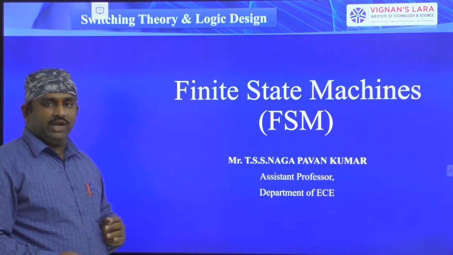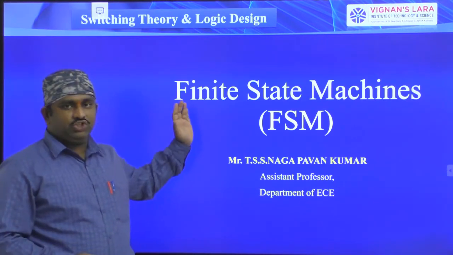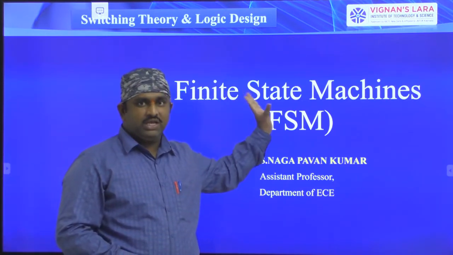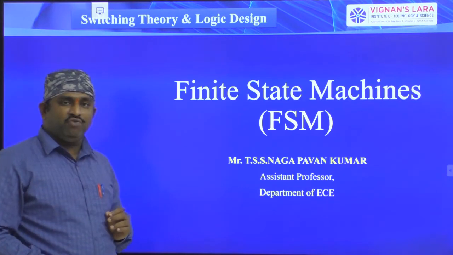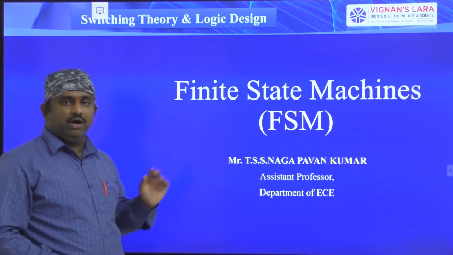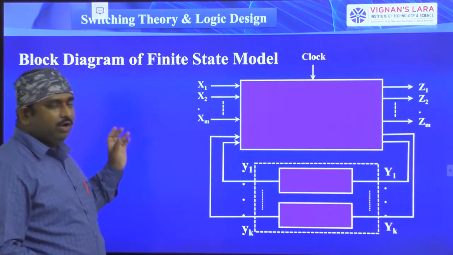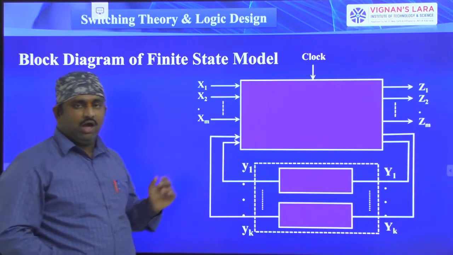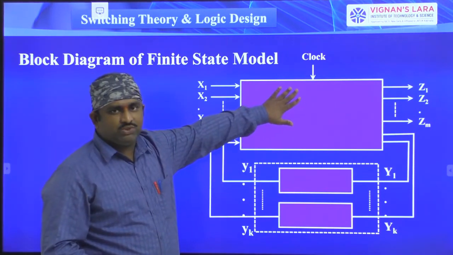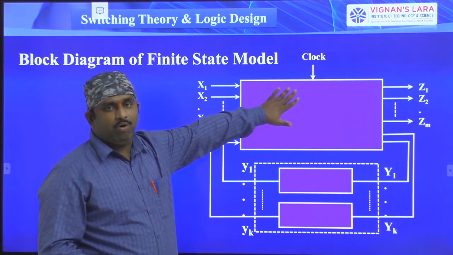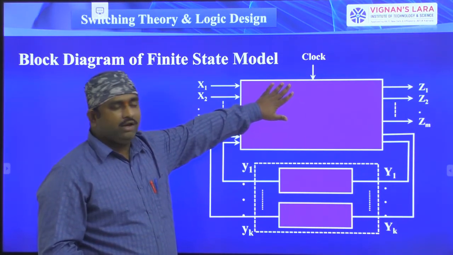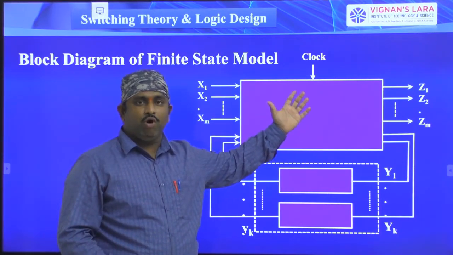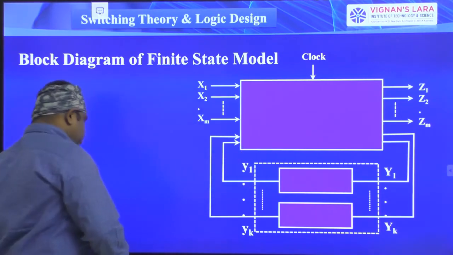Next, finite state machine. The finite state machine itself is saying that it has some finite number of states and we have to implement that type of machine. That is basic information about the finite state machine. Now, this is a generalized block diagram of a finite state machine or finite state model. The empty box represents some combinational circuit behavior and some sequential circuit behavior. That means in this block we are giving some combinational circuits and some sequential circuits.